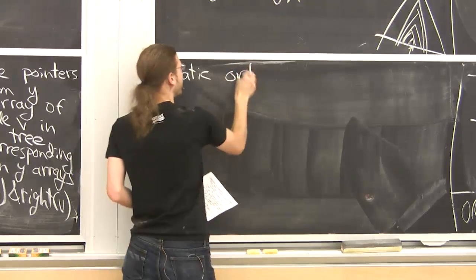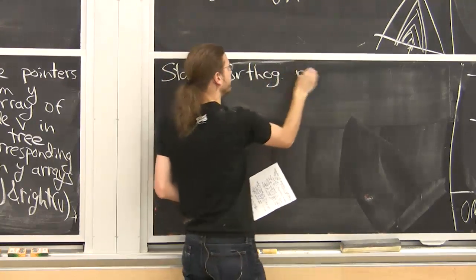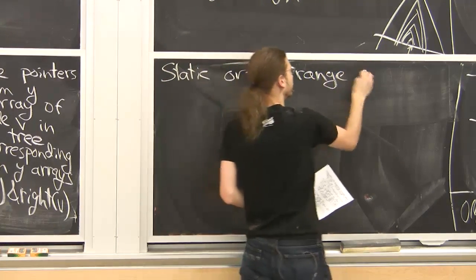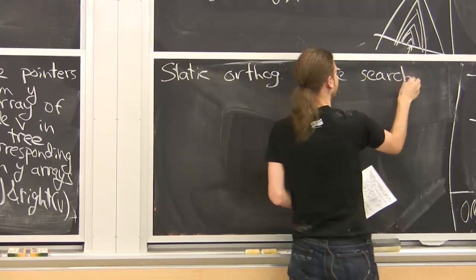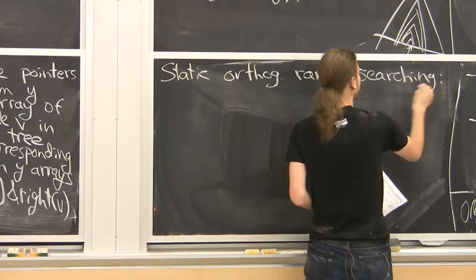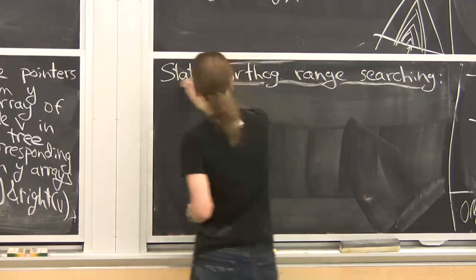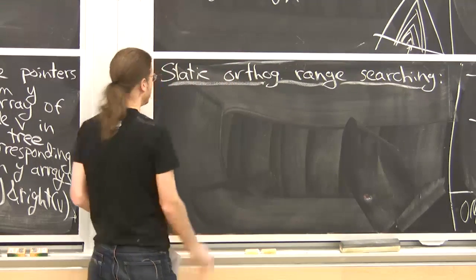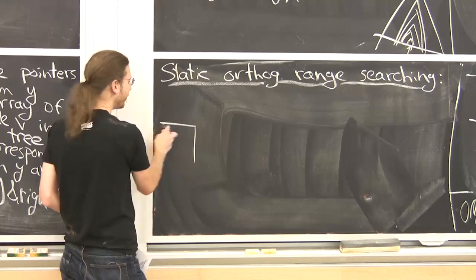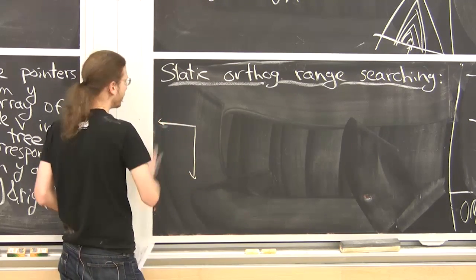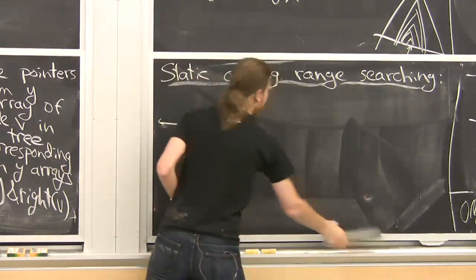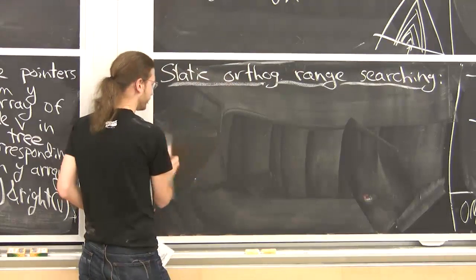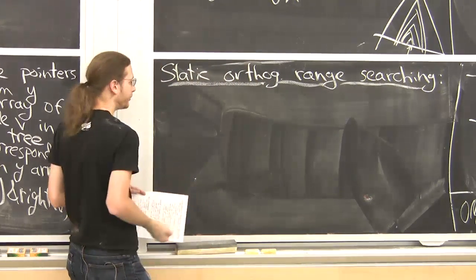So for static orthogonal range searching, range searching is a big area. We're looking at the orthogonal case. There's other versions where you're querying with a triangle or a simplex. You can query with a two-sided box, which goes out to infinity. All sorts of things are out there. But let me stick to rectangles. That's what we've seen and we can relate to.